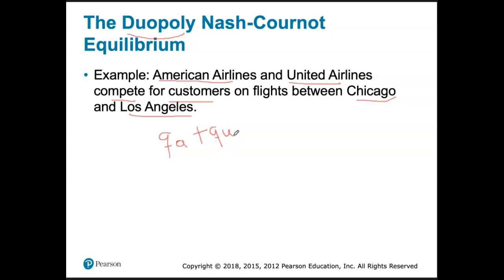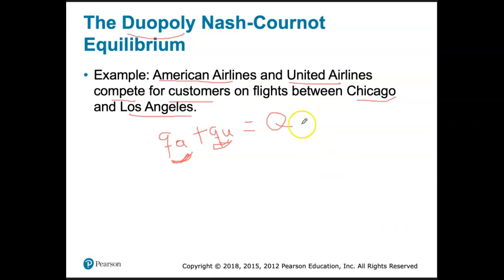Right? Then the total number of passengers carried between Chicago and Los Angeles is going to be QA, which is the quantity of passengers carried by American Airlines, and QU, which is the quantity of passengers carried by United Airlines, which equals Q, which is basically the total number of passengers. Okay, so our main question is how many passengers does each airline choose to carry?